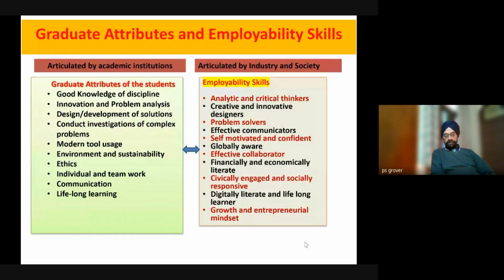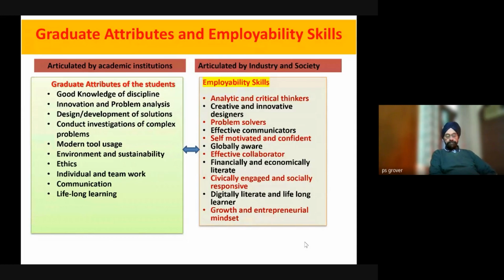our students to have. Students should have good knowledge of the discipline, and should be innovative problem solvers. He should be good at designing and developing solutions. He should be good at modern tool usage. That means internet usage, application usage. He should care for the environment and sustainability. That means he should care for the society, for the nature, for the earth. He should be ethical, a good team player and a lifelong learner. These are the graduate attributes that we want.